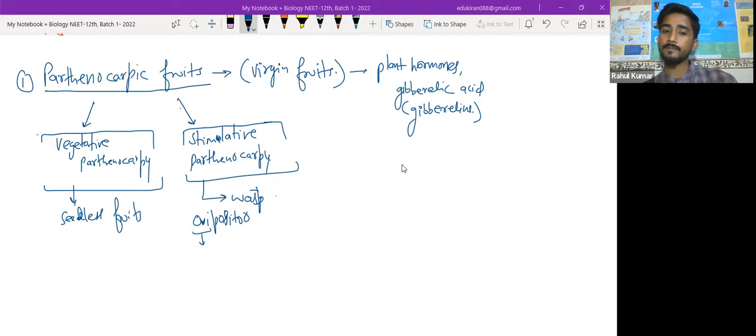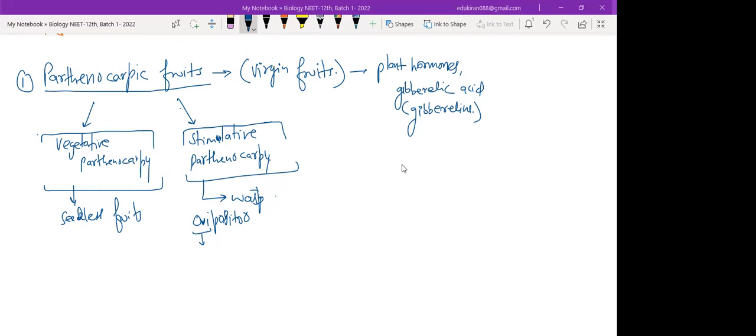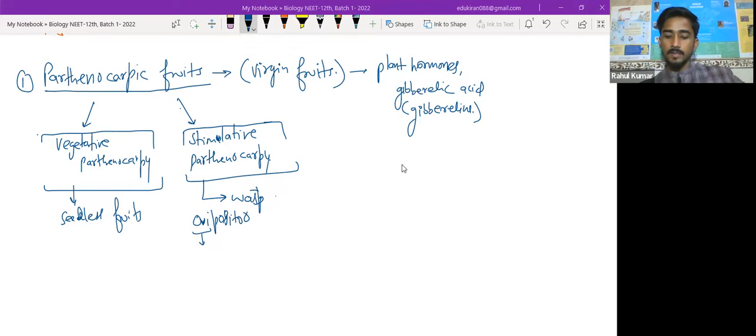Okay, is it clear what is stimulative and what is vegetative? Yes. Right? Okay, perfect. And so what are the benefits? They ask in boards also. This is a question they ask in boards. So write down the question. Give benefits of parthenocarpy.